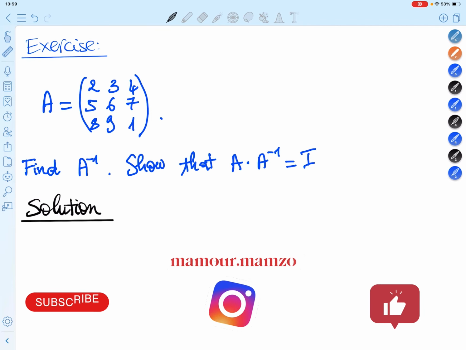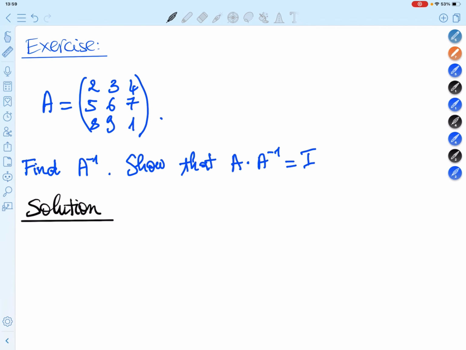Hi everyone. So today we're gonna talk about matrices, and in this exercise we have a matrix A, which is this, and we need to find A inverse, and then we need to show that A times A inverse would give me the identity matrix. Now, to find the inverse of A, there are two methods we can use, but let's use the first method. Then I'm gonna talk about the second method in another video.